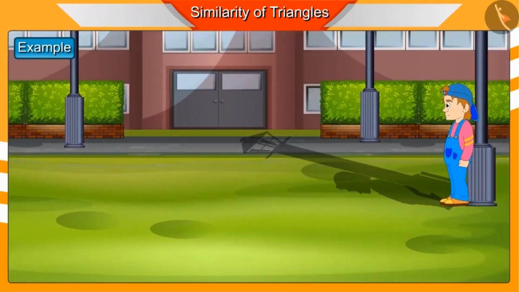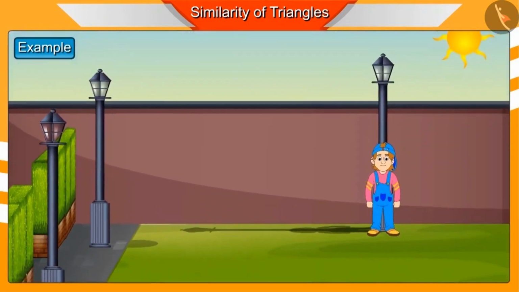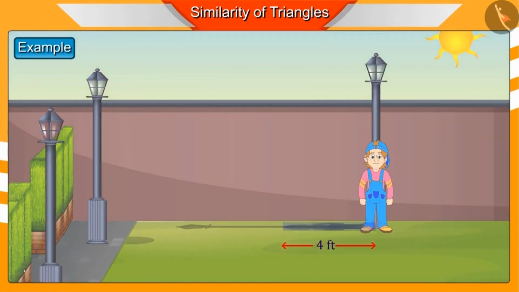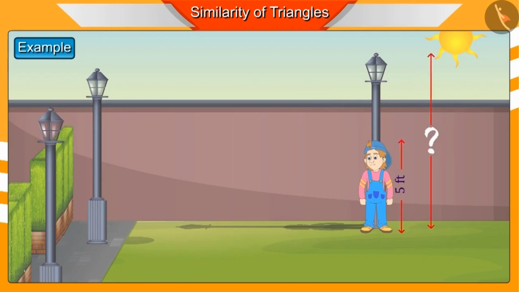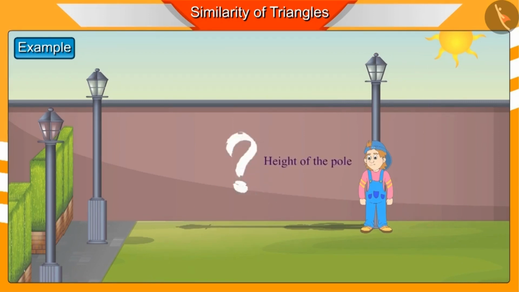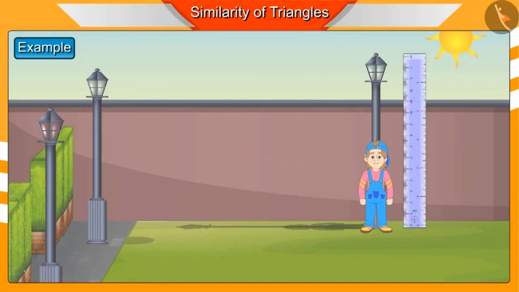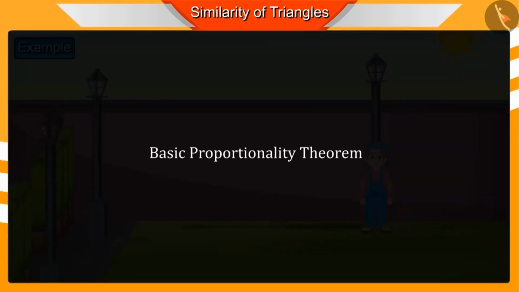Nakul was standing below a pole built in his school. The length of his shadow was 4 feet, and the length of the shadow of the pole was 7 feet. He sees that the lines connecting the ends of the two shadows at their maximum heights were parallel to each other. If the height of Nakul is 5 feet, then find the height of the pole. Can you find this? You may think that it is not possible to do this without a ladder and a scale. But solving this and such similar questions becomes easy with the help of basic proportionality theorem.